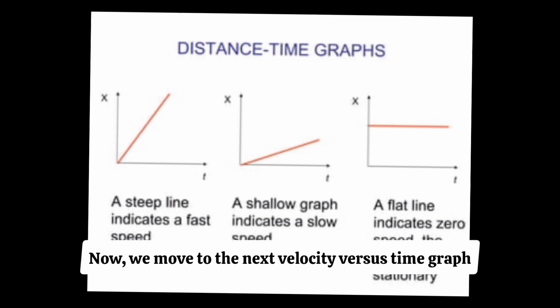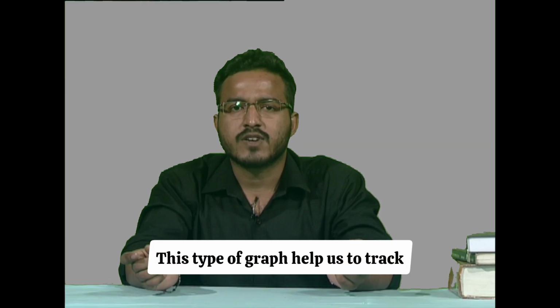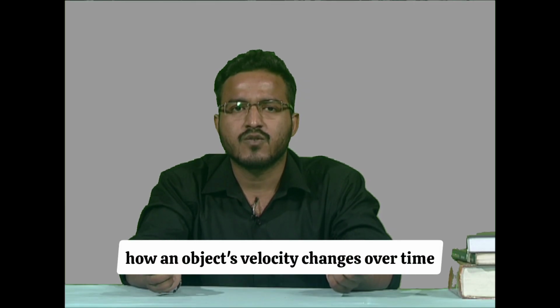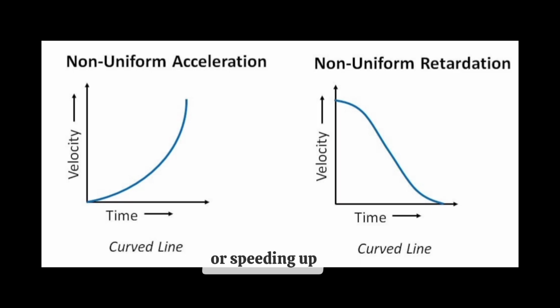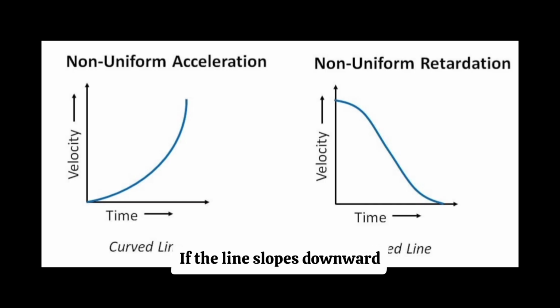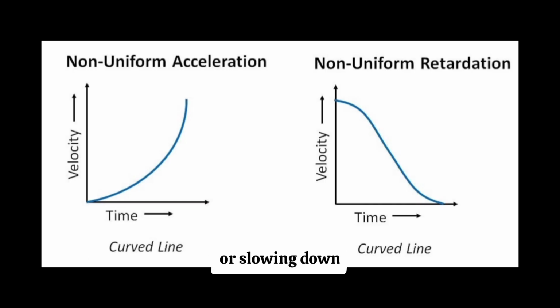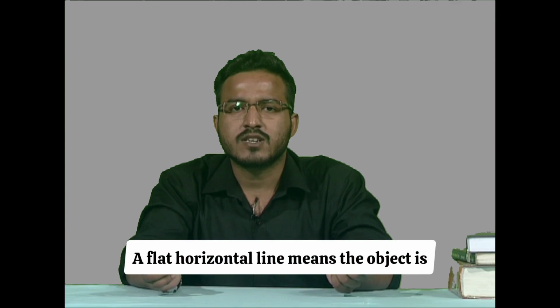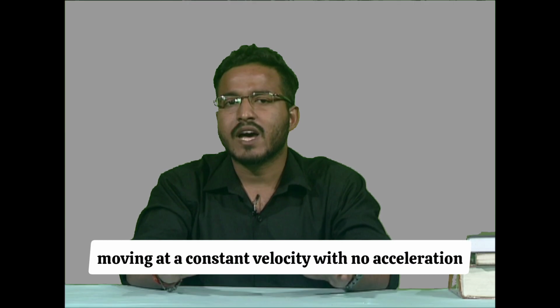Now we move to the next graph, the velocity versus time graph. Another important graph is the velocity versus time graph. This type of graph helps us to track how an object's velocity changes over time. If the line slopes upward like this, it means the object is accelerating or speeding up. If the line slopes downward, it means the object is decelerating or slowing down. A flat horizontal line means the object is moving at a constant velocity with no acceleration.